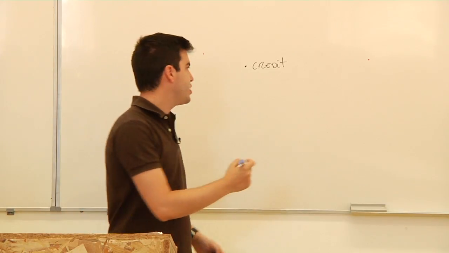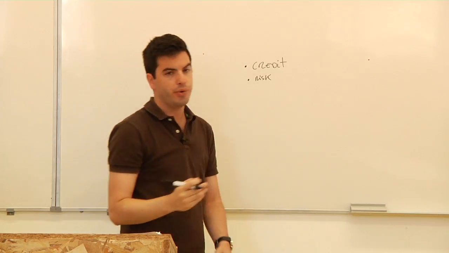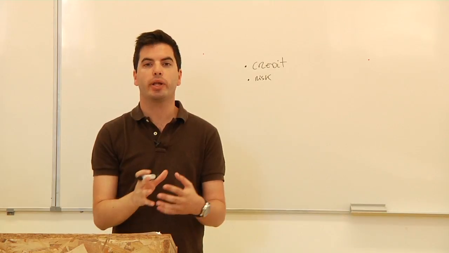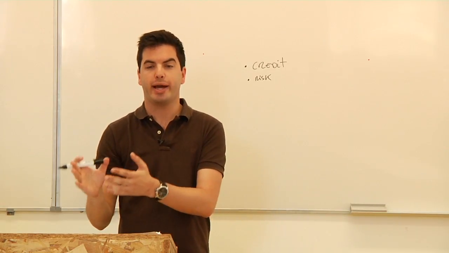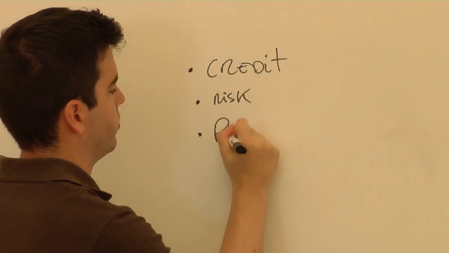Then we have another dimension, which is risk. Risk indicators are either operational or financial. They will highlight what can go wrong if a certain company goes through a negative event. Then we have profitability.